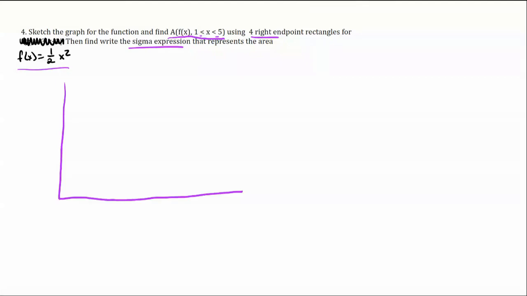And I'm going to find the width first. That's usually my favorite thing to deal with because it'll help me with my graph. So since I'm going from 1 to 5 here, I know I'm going 4 total units divided up 4 ways because I'm doing 4 right endpoint rectangles. 4 over 4 is just 1.